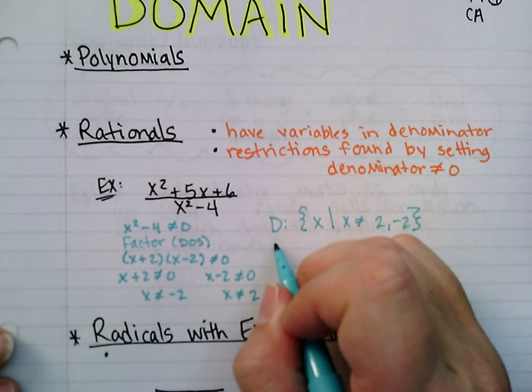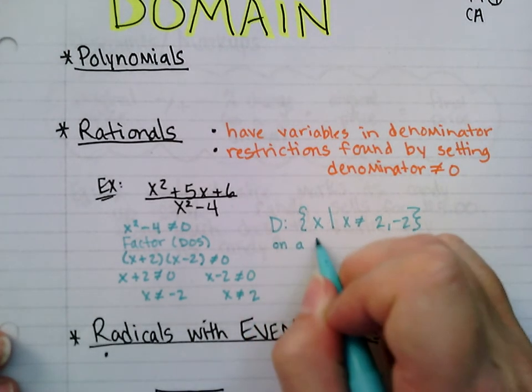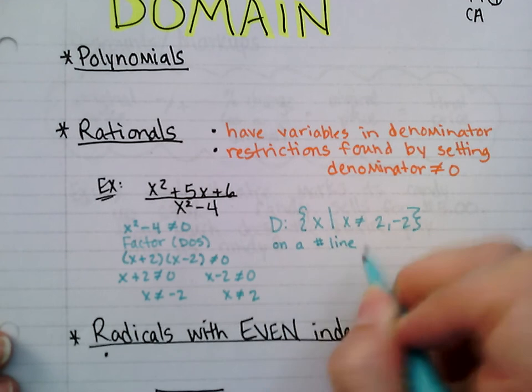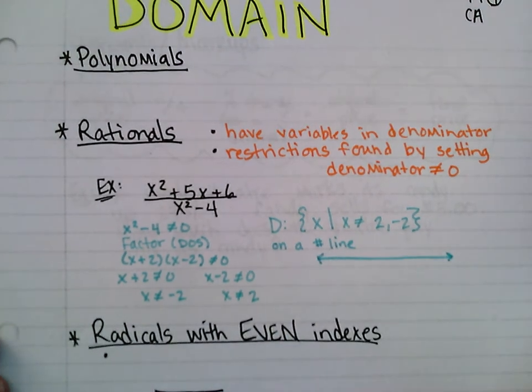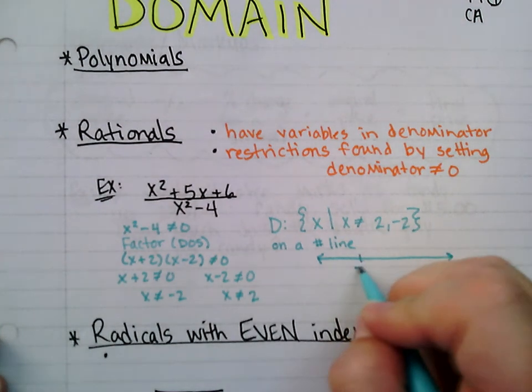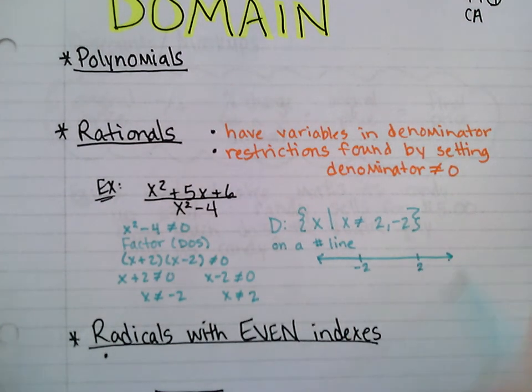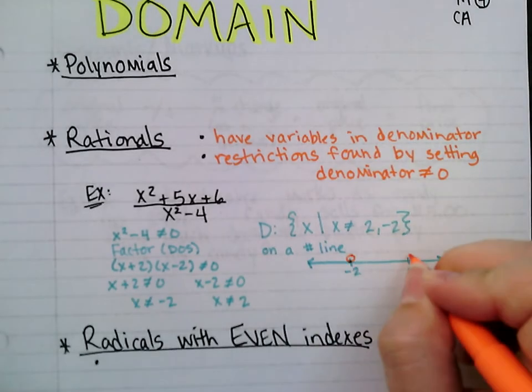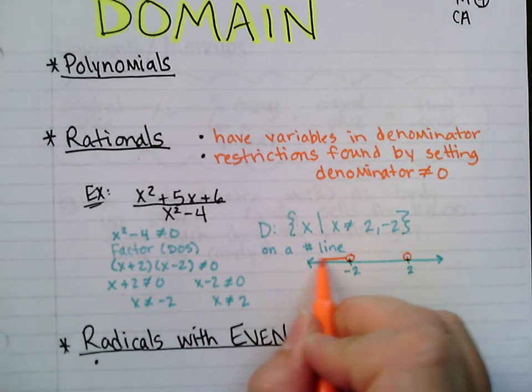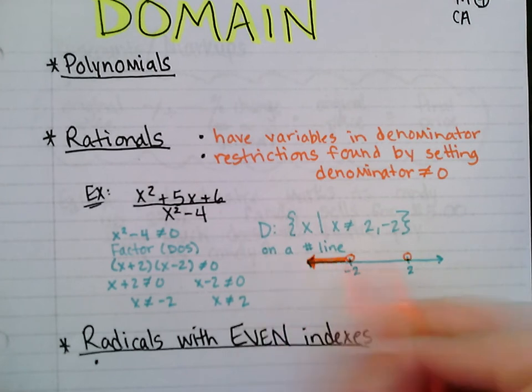So I want to look at this on a number line. On a number line, my domain is going to be all the numbers except negative 2 and 2. So if I exclude negative 2 and 2, then the domain is going to be all the rest of those numbers.